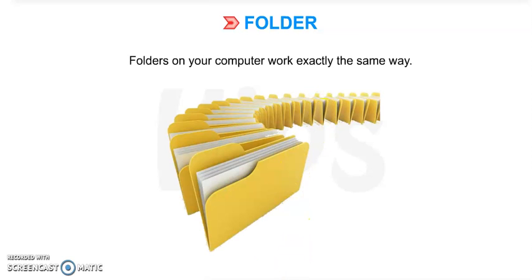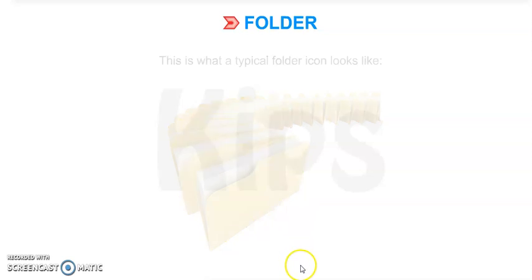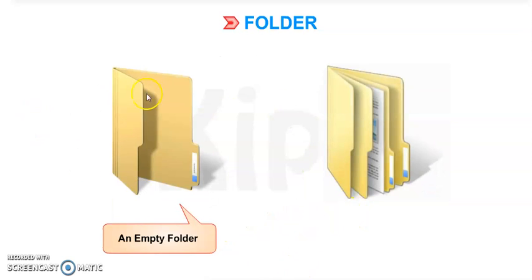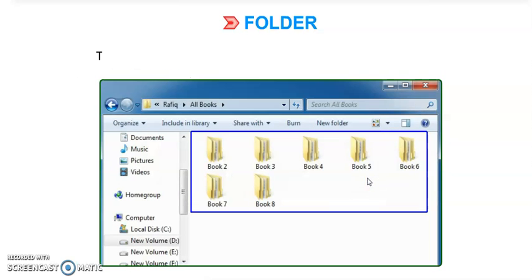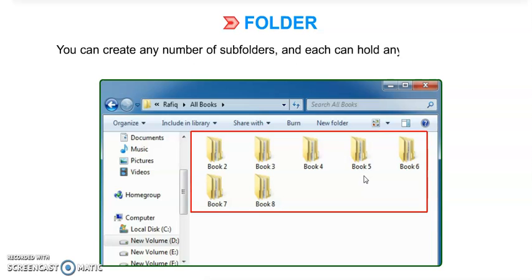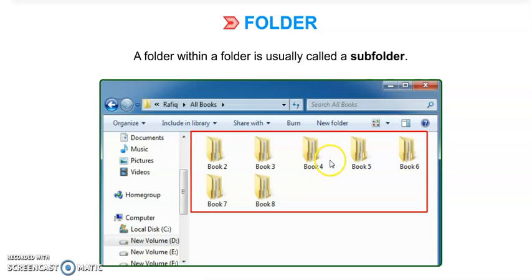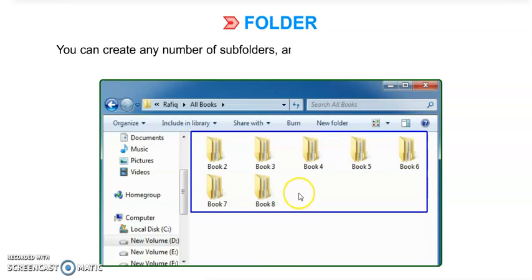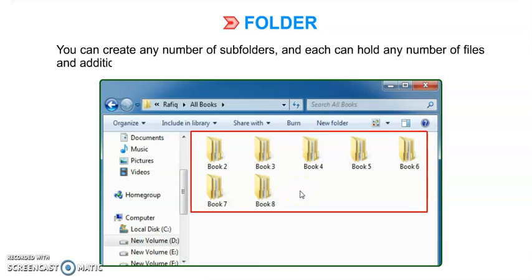Folders on your computer work exactly the same. Okay, it saves all the files in one destination. This is what a typical folder icon looks like, this yellow part. Okay, this is an empty folder, and then we put some files in it. Folders not only hold files but can also hold other folders, and a folder within a folder is usually called a subfolder. Okay, you can create any number of subfolders, and each can hold any number of files and additional subfolders.